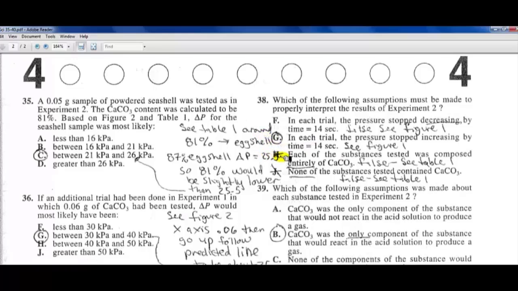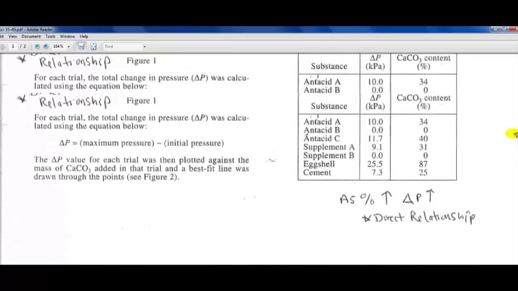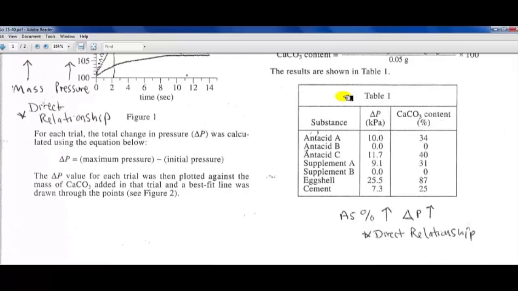Let's take a look at H. Each of the substances tested was composed entirely of CaCO3. That's false. Let's go ahead and take a look why. If you look at Table 1, you see here, it's a percent mixture. Some of these have as low as 25% cement mixture. So there's other things in there. So that's basically false from Table 1.